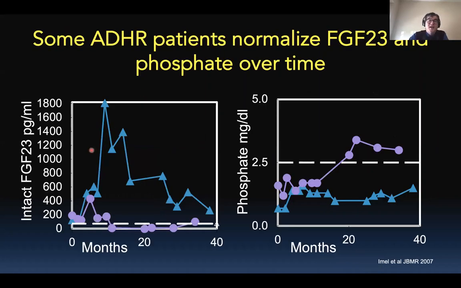But this illustrates two people, one in blue and one in purple, and the intact FGF23 is on the left and the phosphorus is in the graph on the right. You can see they both started out with low phosphorus and high FGF23 levels. The one in blue persisted with high levels, actually because she was being treated with calcitriol and phosphate. Her levels of FGF23 actually went up further. The one in purple spontaneously normalized her FGF23 and then also normalized her phosphorus levels.